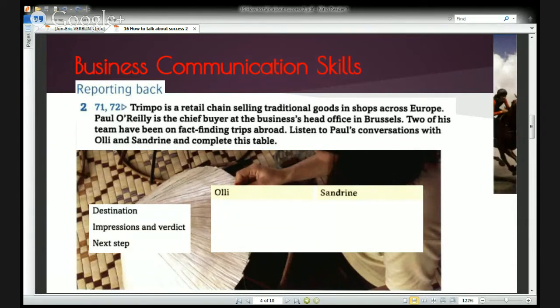We know that he went to India to visit a factory. Good. But the impressions weren't so good because the factory was old-fashioned. That's right. And what was the verdict? The verdict is that, is or was?